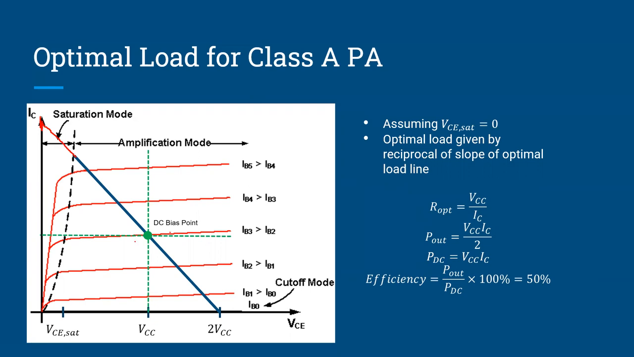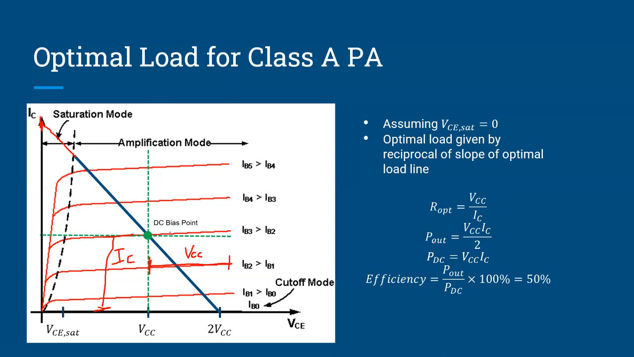So what's the slope? Well, the height, as before, is just IC, the collector bias current, and this over here is VCC. So the slope is going to be minus IC over VCC. Then we take the reciprocal, add a minus sign to get the load resistance, and that comes out to VCC over IC.